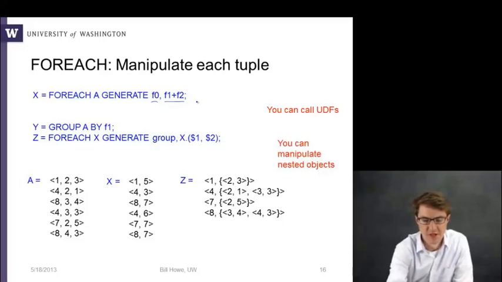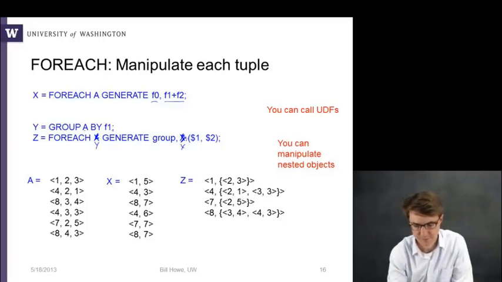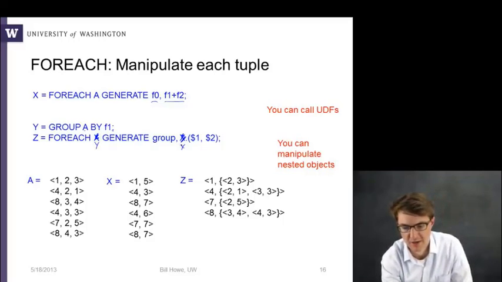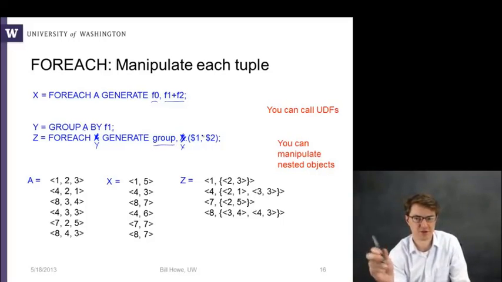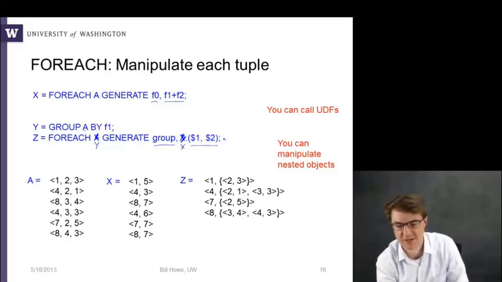Fine. So another example is first we group A by F1, just like we did in the previous slide. Excuse me, this should be Y. And then foreach Y, generate group. So what's group? Well, remember that's the magic name given to the group field. And then Y, which is the magic name given to the bag field, dot a list of projection columns. And so this is the second element and the third element from each of those tuples.